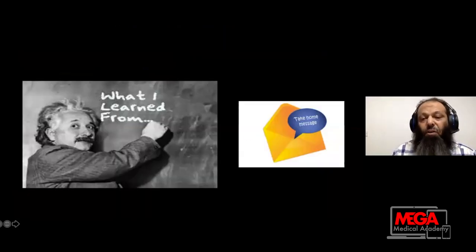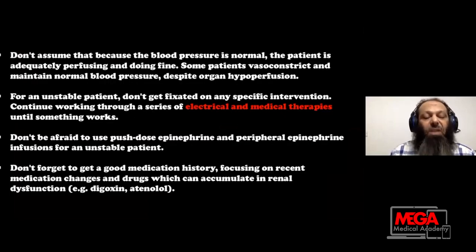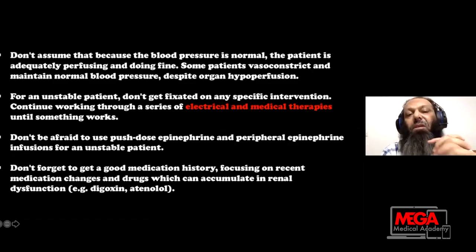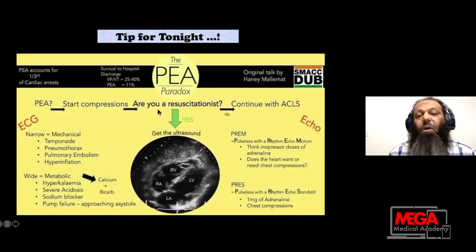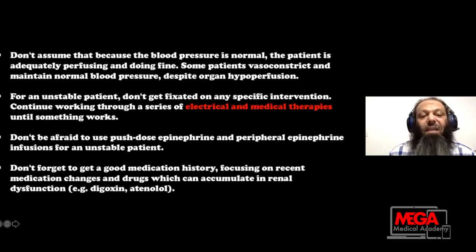So for take-home messages, to sum up my presentation tonight: first, do not assume that because the blood pressure is normal, the patient is adequately perfusing and doing fine. Why? Because some patients vasoconstrict and maintain normal blood pressure despite organ hypoperfusion. For the unstable bradycardic patient, do not get fixed on any specific intervention. Continue working through both electrical and medical therapy until something works. Do not rely on a single intervention.